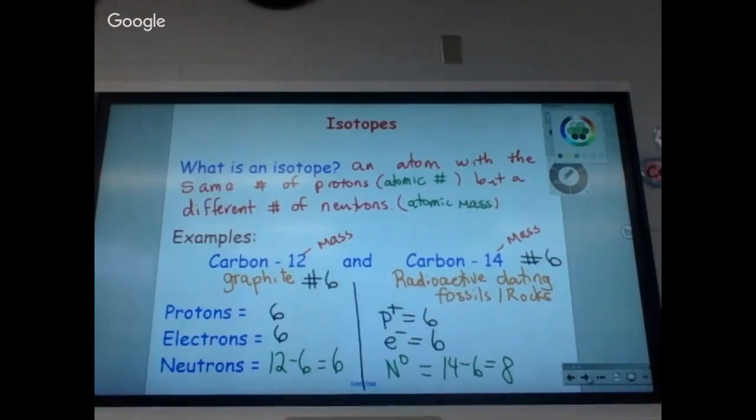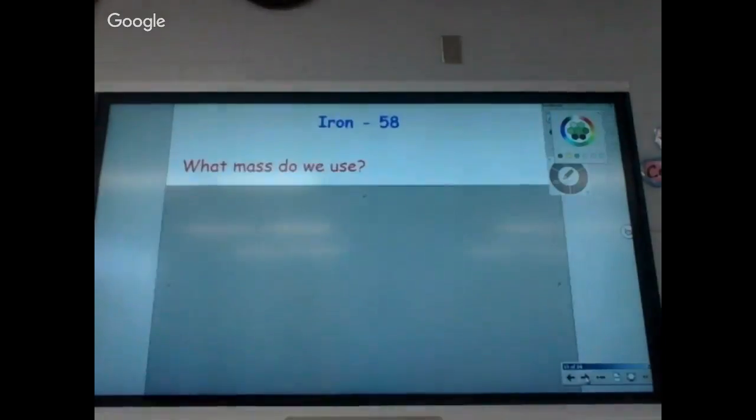Now, how does that impact us, other than knowing the definition? This is the way it does. So if I give you iron-58, I want you to look up iron on your periodic table. Because notice the question I asked. What mass do we use? What mass is on your periodic table? 55.85. So most of us would say 55 is the same as what?